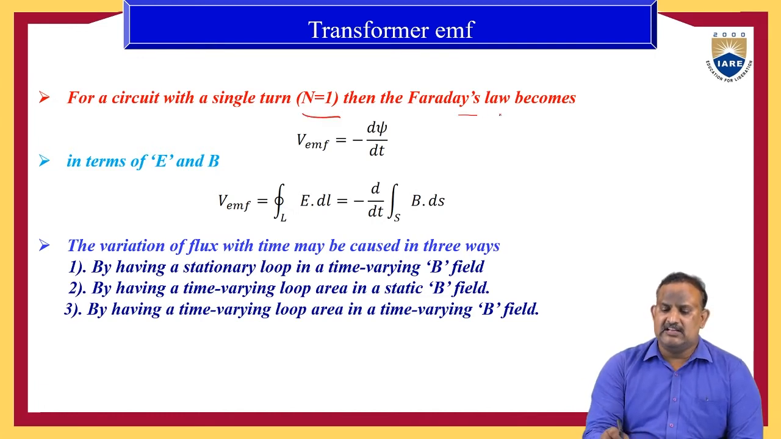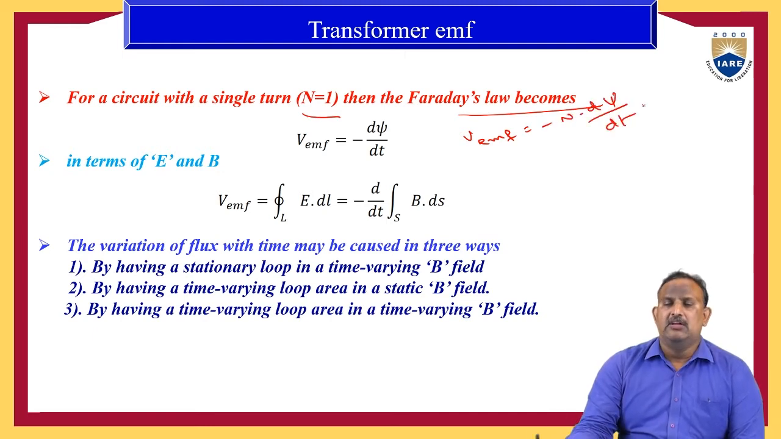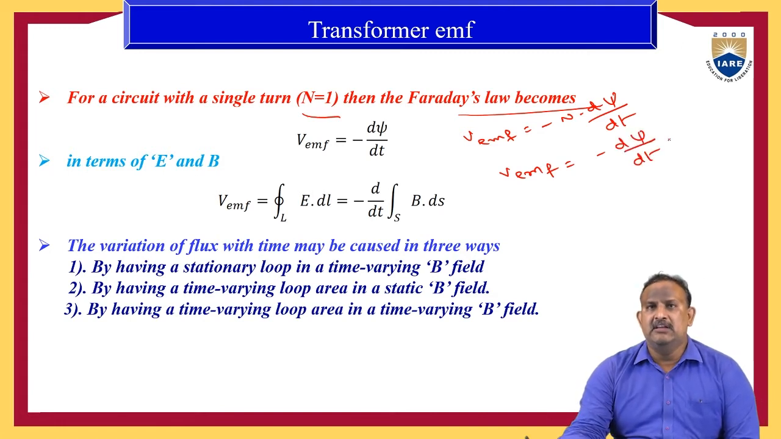Then Faraday's law becomes, according to Faraday's law, VEMF equal to minus n into d psi by dt, where n is the number of turns. If the number of turns n is equal to 1, then we have VEMF equal to minus d psi by dt.